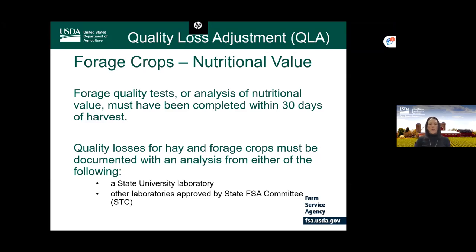Quality losses for hay and forage crops must be documented with an analysis from either the state university, if the state university conducts those types of tests, or other laboratories that are approved by the state FSA committee.